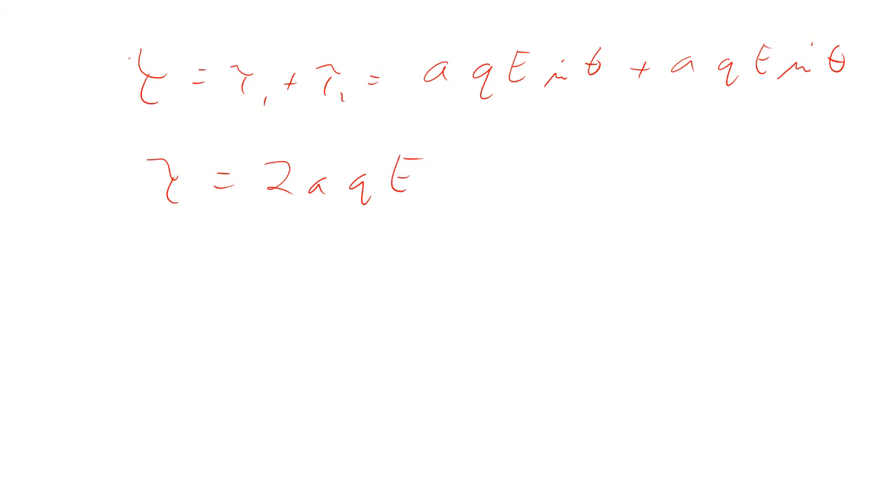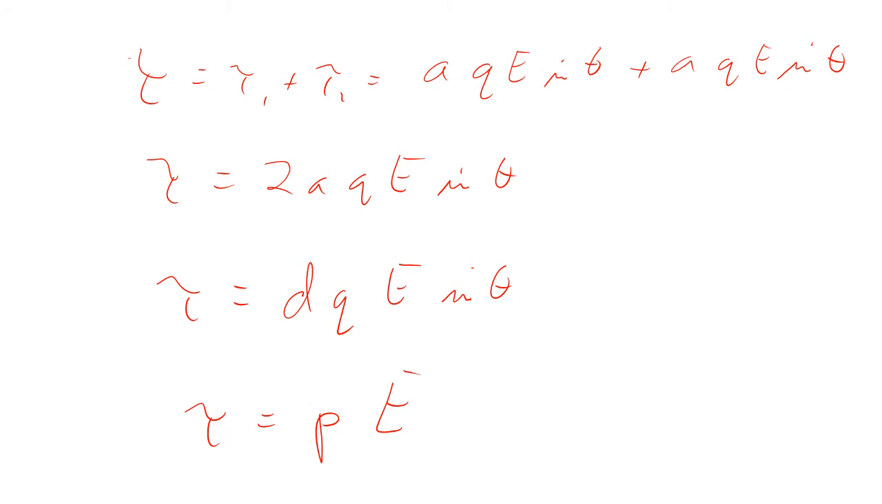The total torque is torque 1 plus torque 2, so that's a times qE sine theta plus a qE sine theta. The total torque is 2aqE sine theta, which equals dqE sine theta. The torque is going to be p times E times sine theta, because we know the dipole moment is equal to d times q. That's not a derivative, that's d times q.